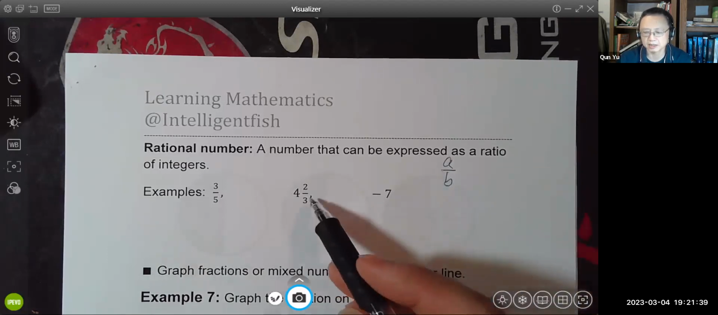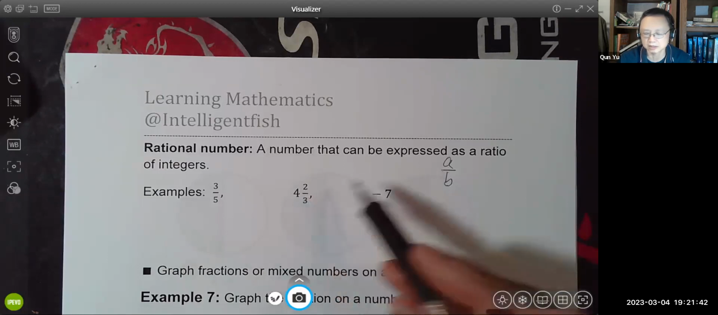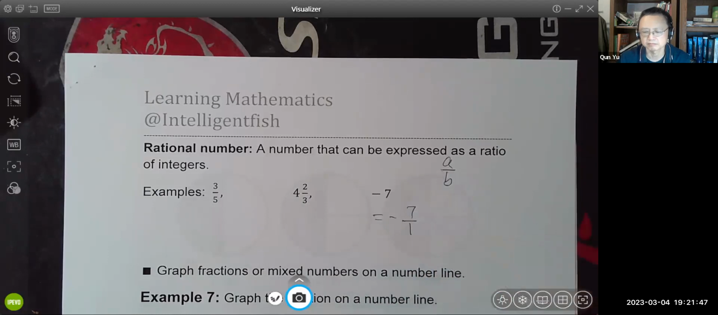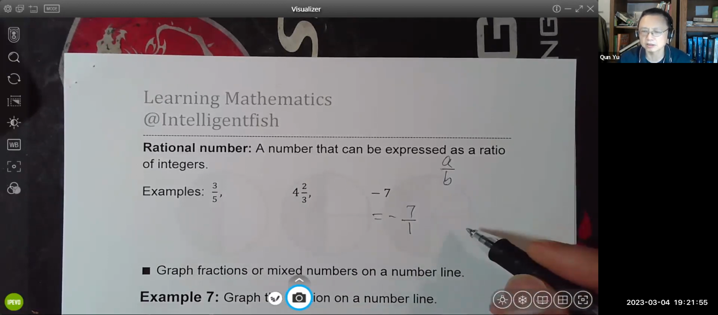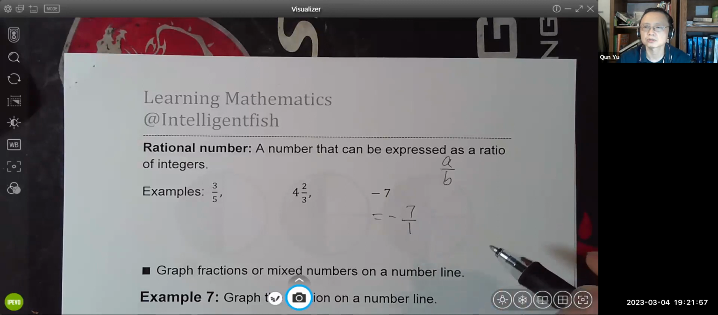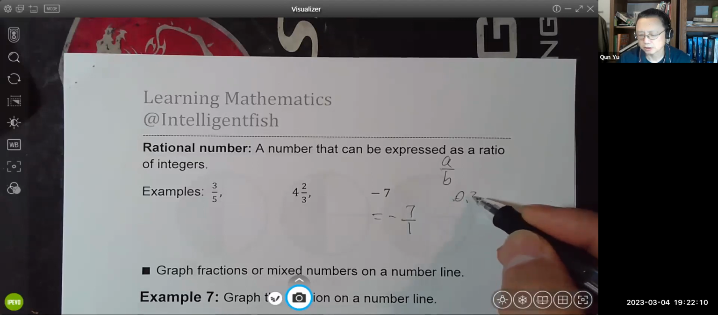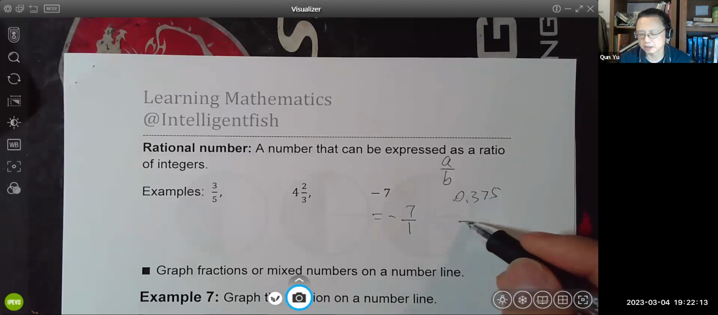Okay, sure, we can convert this one to an improper fraction, then it looks like this. How about a whole number? This can be written as negative 7 over 1. That's a rational number. How about decimals? Even though we don't learn how to convert decimals to fractions today, for example, say 0.375. If you use a calculator, converting it to a fraction gives 3/8.